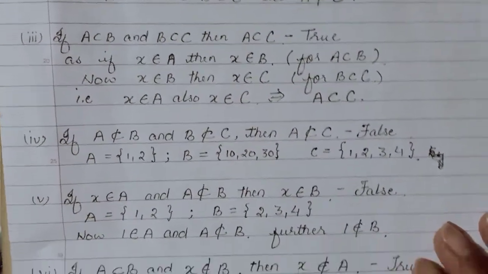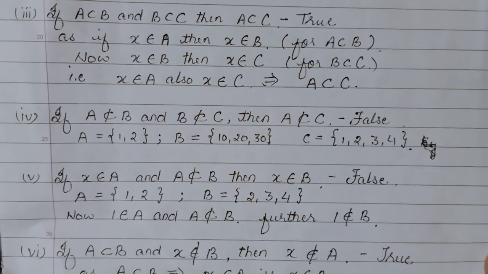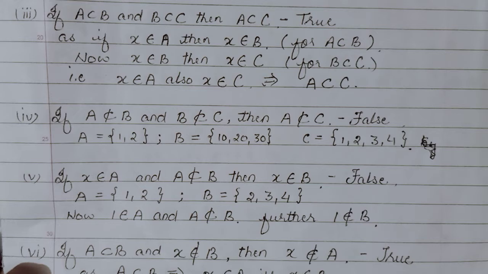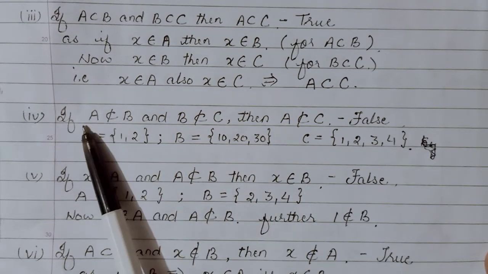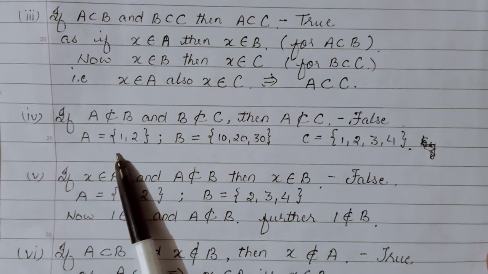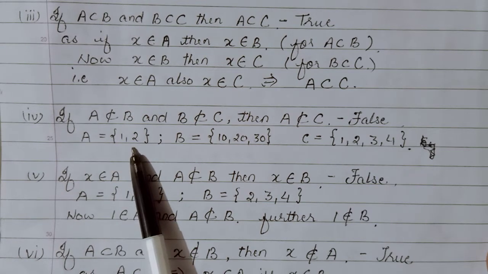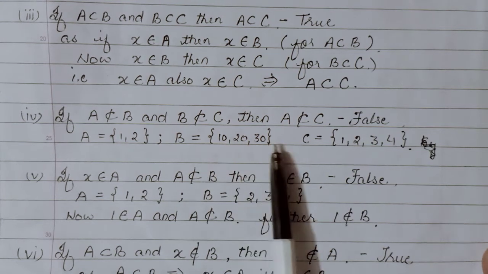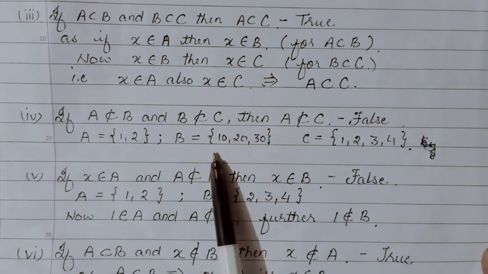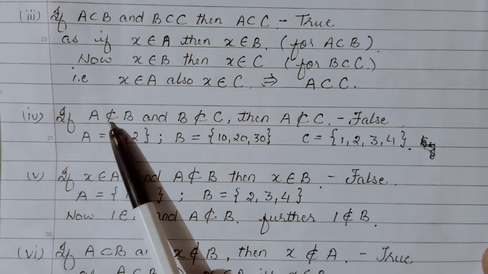Okay, now next one, the fourth one goes like, if A is not a subset of B and B is not a subset of C, then A is not a subset of C also. So it is not necessary that such a relation holds. There is one example I have written out here which clearly goes against this statement. A is a set having entries 1 and 2. B is a set elsewhere, 10, 20, 30, any set. So A is definitely not a subset of B. It was not supposed to be a subset.